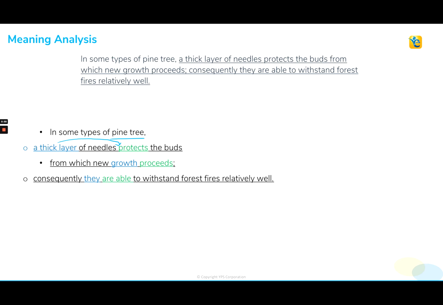As we keep reading, we find that from which new growth proceeds. So we get new growth from these buds. This growth proceeds from these buds. Okay, that's making sense. As we keep reading, we read, consequently, they are able to withstand forest fires relatively well.